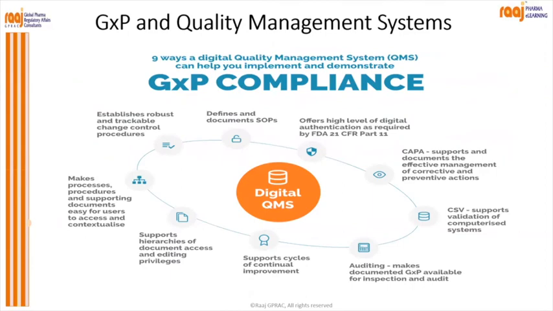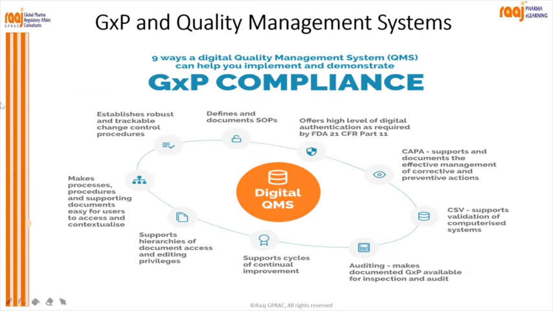So how does this digital quality management system help in the GxP compliance system? The 9 ways that I have mentioned: 9 ways a digital quality management system can help you implement and demonstrate. Okay, so how does it start? It establishes a robust and trackable change control procedure, defines and documents SOPs, and offers the high level of digital authentication required by 21 CFR Part 11, which defines the electronic standard, electronic record, and electronic signature.